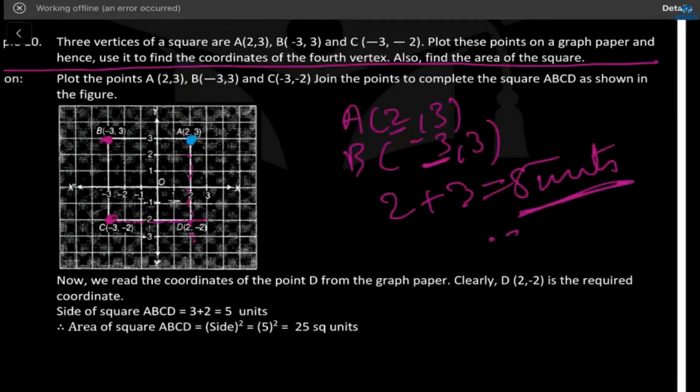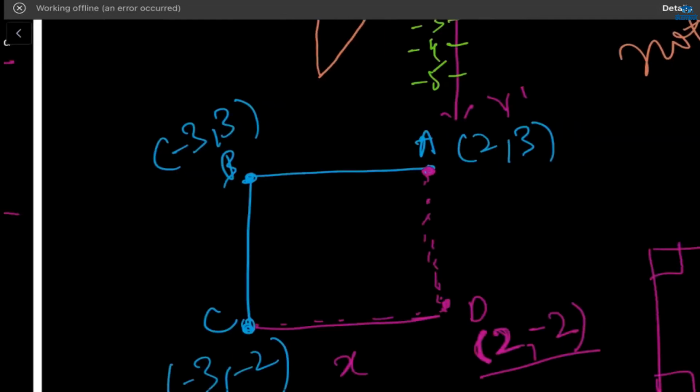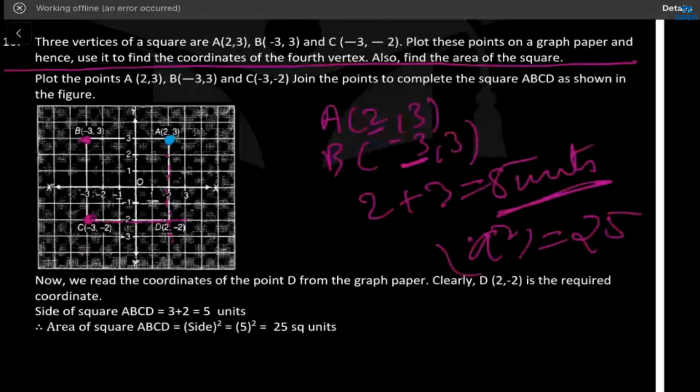So a square. Ma'am, you got the x axis. What about the y axis? Y axis is also 5. No, 5 is this. This 5 is the length that was found here. Oh, okay. Find the area of the square.